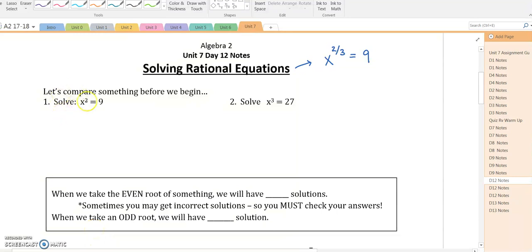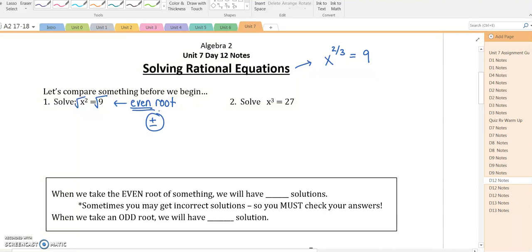So for number 1, it says solve x squared equals 9. Well, maybe you remember, but to get rid of an exponent like 2, we use a root. So in this case, a square root. So I would square root both sides. And one thing you might not remember, but it's super important, is that anytime you take the even root of a number, we have to remember a plus or minus. So there are two answers.